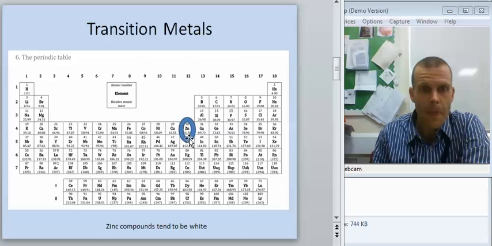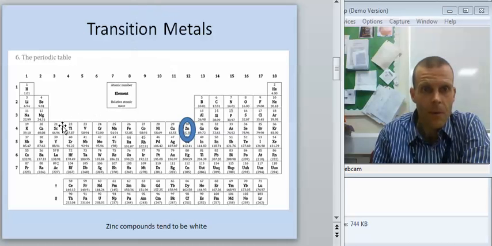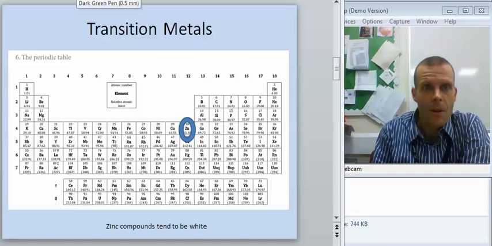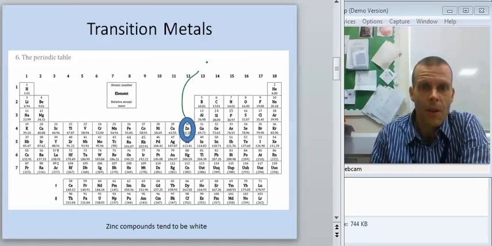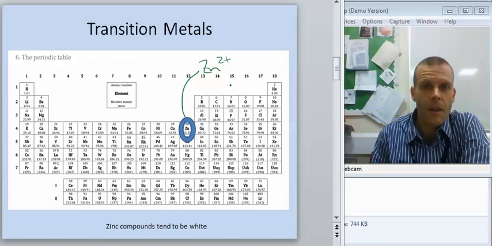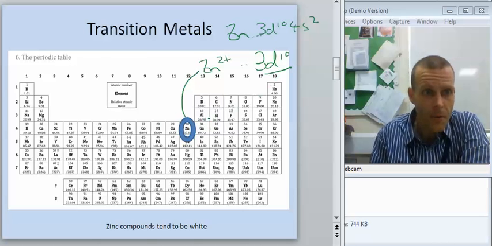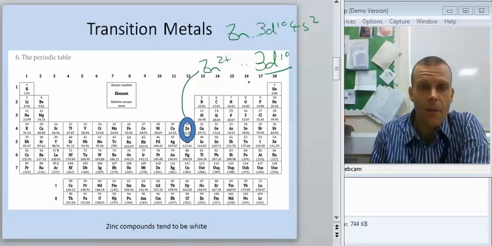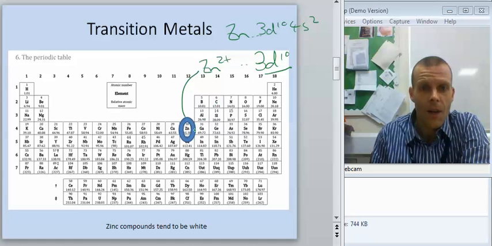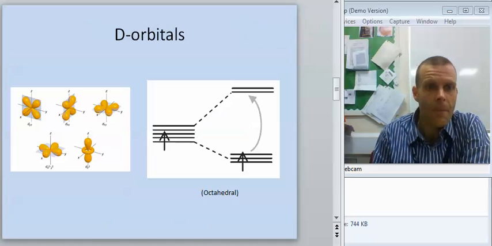Just as a start, of all this line of d block elements, zinc isn't really called a transition metal because it doesn't form an ion with a partially filled d shell. The only ion we see for zinc is Zn2+. If zinc itself is 3d10 4s2, whatever's before argon, then our Zn2+ is 3d10. That's it. So it's got a full d shell, and for reasons you'll see on the next slide, that means we don't get any of these transitions, and as a result we don't see any color. So zinc compounds tend to be white.